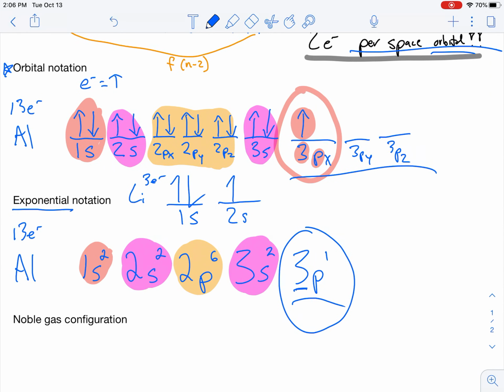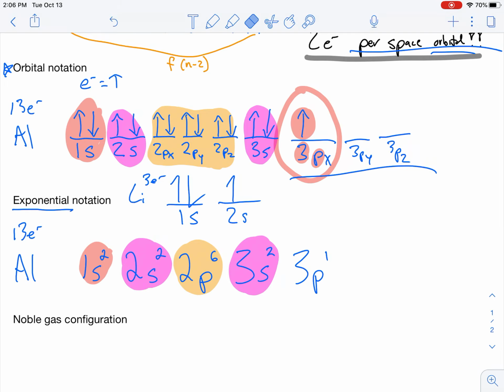That relates to 3p1. The 3, this is one of your quantum numbers. That's the shell, your energy level, third energy level. The p is the orientation and, in this case, the shape of the orbital. And then finally, your exponent is how many electrons are actually located there. This is the triad of information we're trying to convey.